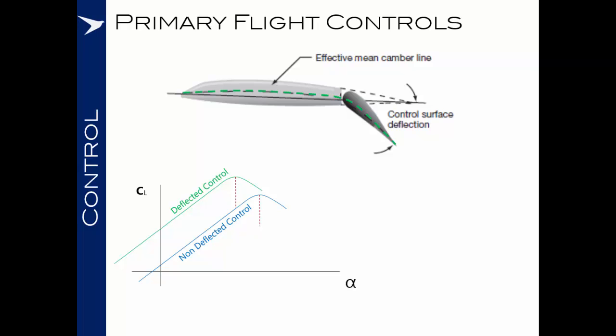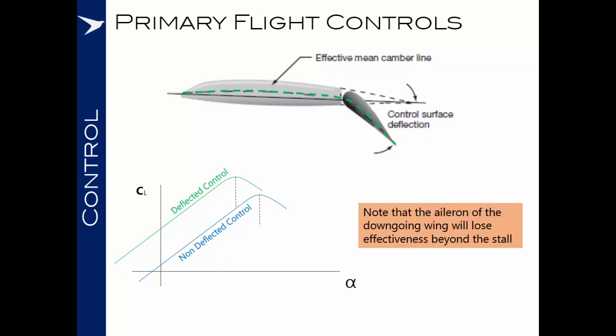This is why it's so important not to make large aileron inputs at high angles of attack, because it is so easy to get the wing with a downgoing aileron to pass its critical angle of attack. Note also that the aileron of the downgoing wing will lose its effectiveness beyond the stall. This is because the aileron on that side will be deflected up, and if the airflow is no longer attached to the top surface, the aileron has lost its ability to influence the path of the airflow.